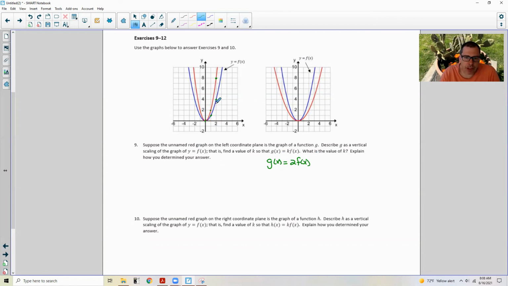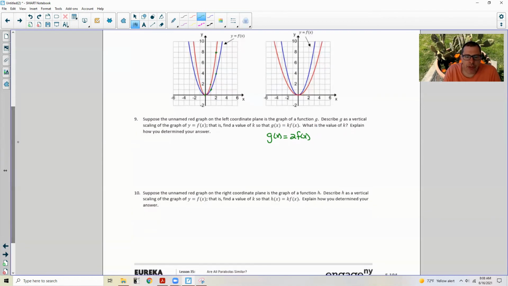Okay, and my explanation is in what I just said there, so I'm not going to write anything, but that's what you would say. Number 10, we're going to do it again. Suppose the unnamed red graph on the right coordinate plane is the graph of function h. Describe h as a vertical scaling of the graph of y equals f of x. That is, find the value of k so that h of x equals k times f of x. Explain how you determined your answer.